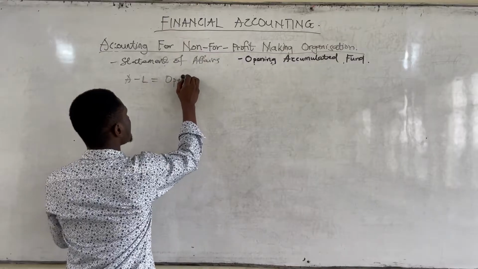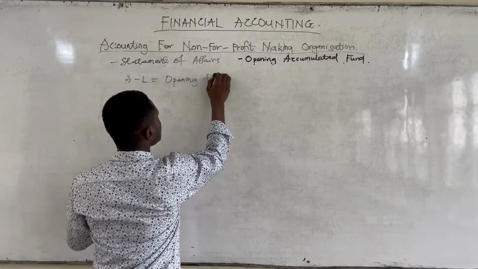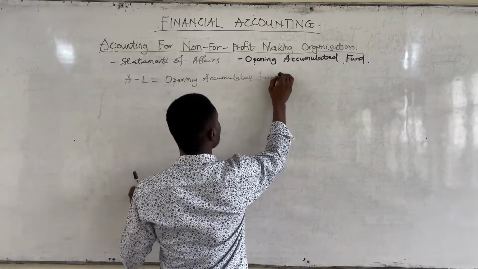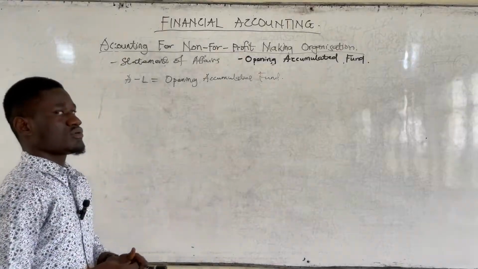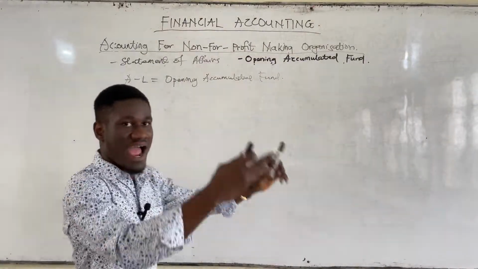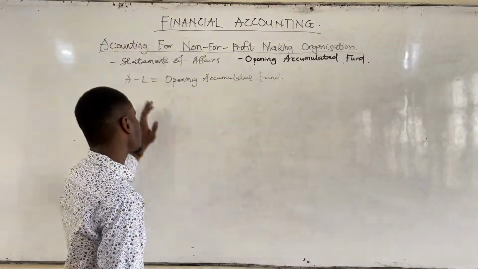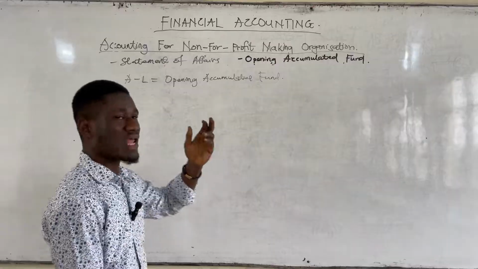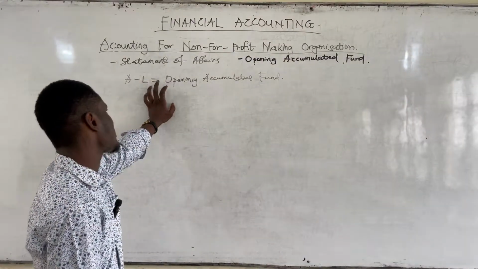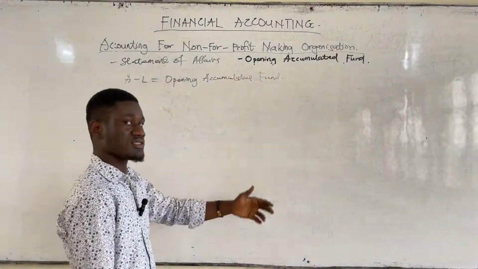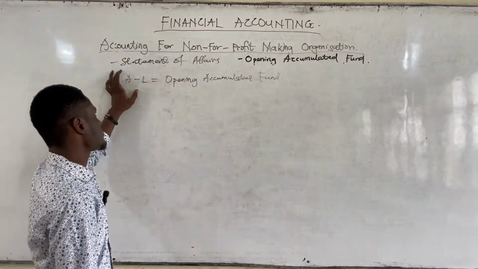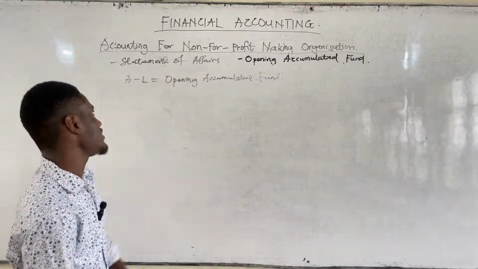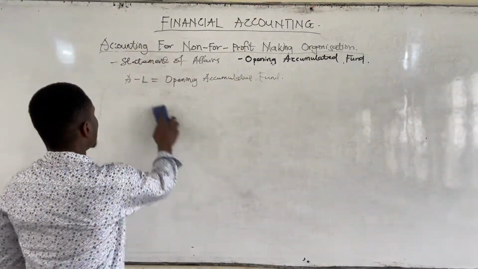Opening accumulated fund. Good. So simple. You just have to check the assets at the start of the year, the balances brought down of assets, then you less your balances brought down of liabilities at the start of the year from the assets. Then you get your opening capital. Do you get it? Opening balances of assets minus opening balances of liabilities gives your opening accumulated fund. Good.